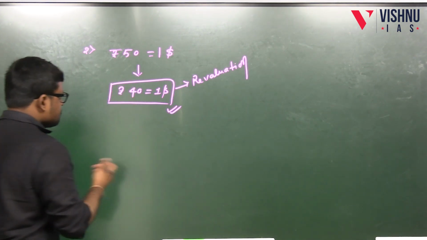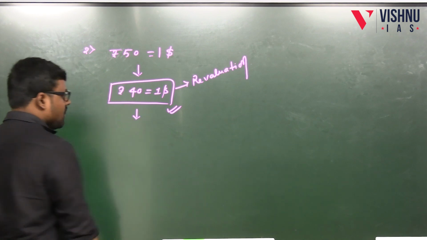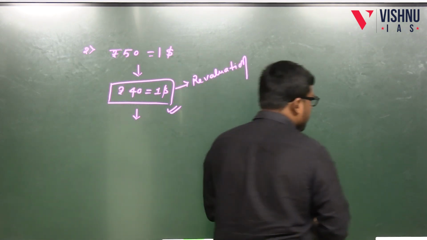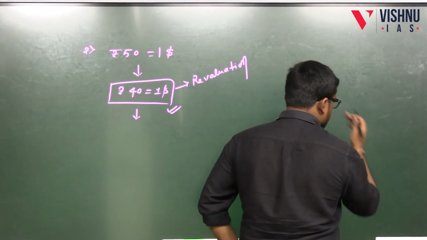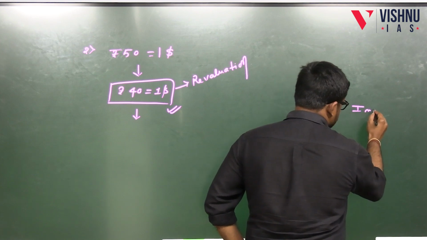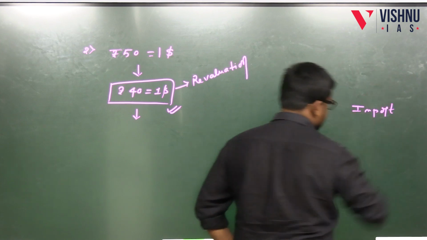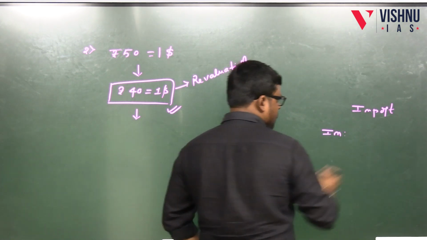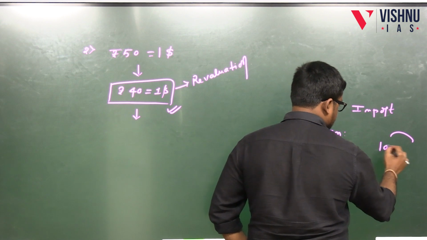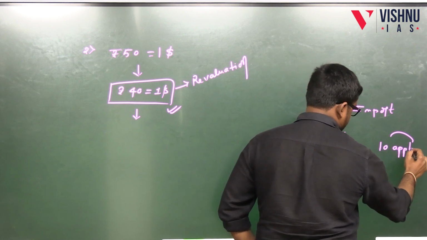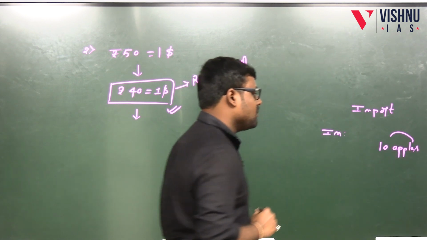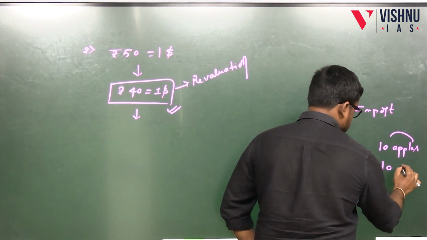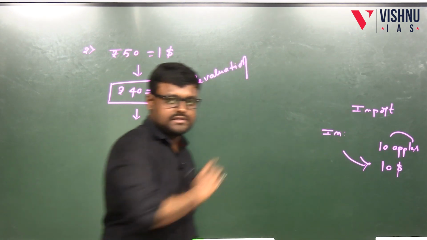So when this revaluation happens, what is going to happen? Suppose, let us take a person in India, who I will call an importer, who imports 10 apples from the USA, and one apple costs $1. Therefore, this importer will pay $10 to the person in USA.